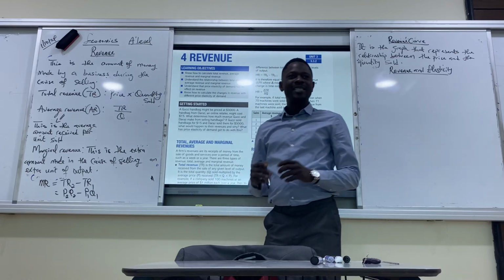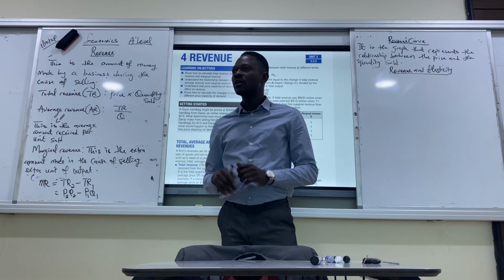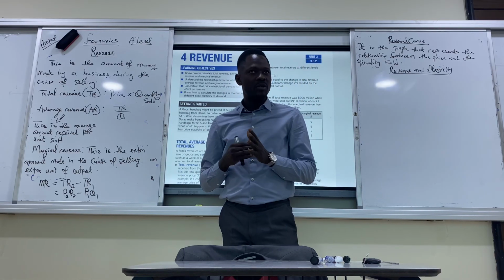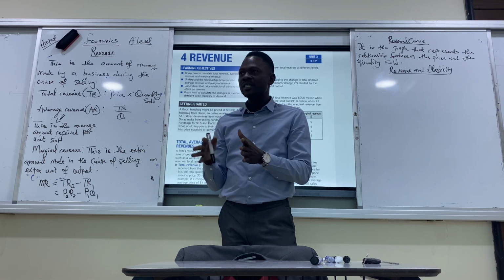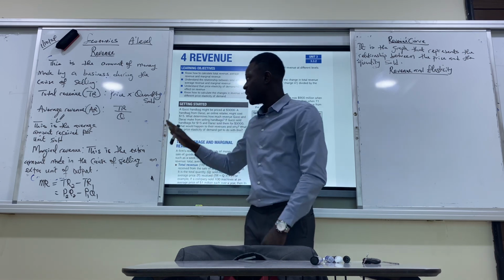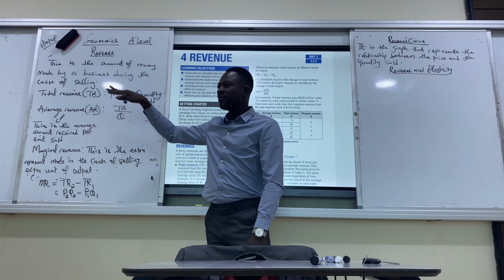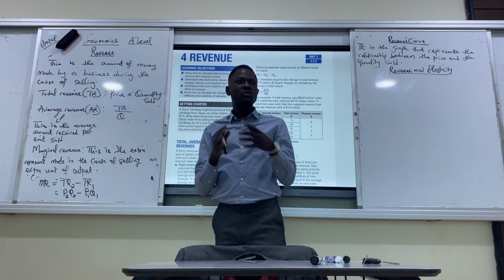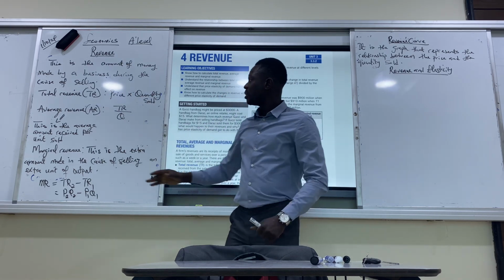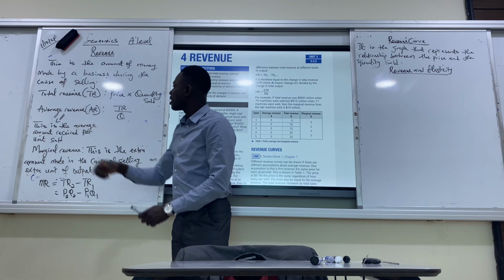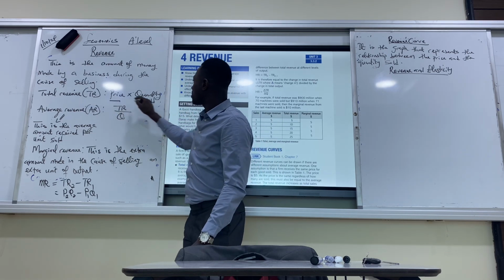Talking about the amount of money made by a business in the course of selling, that is revenue. The total receipt of a business is called its revenue. Then when we talk about revenue, we have the average revenue, which is the total revenue divided by the quantity sold. So let's start with total revenue. To get our total revenue, it's always price multiplied by the quantity sold.